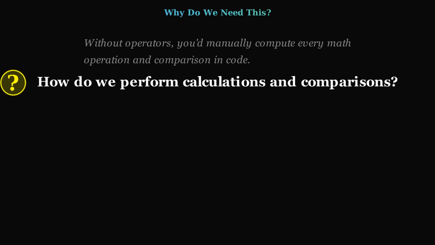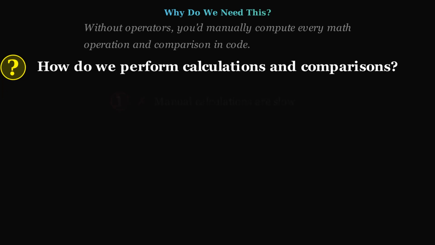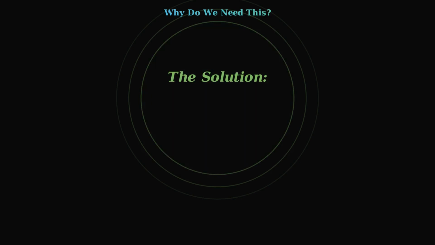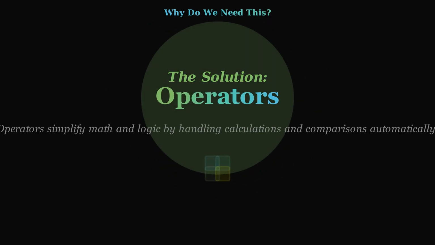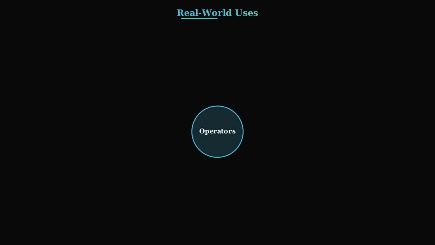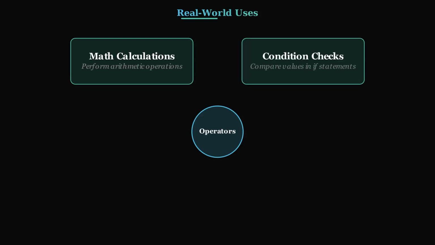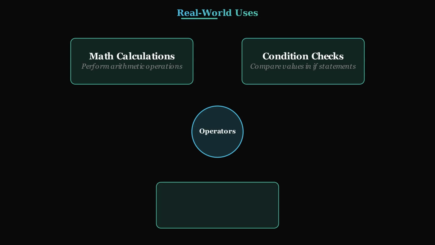How do we perform calculations and comparisons? Manual calculations are slow. Code becomes repetitive, hard to compare values. Operators simplify math and logic by handling calculations and comparisons automatically. How are operators used in the real world? Math calculations: perform arithmetic operations. Condition checks: compare values in if statements. Variable assignment: set or update variable values. Operators power all these applications.